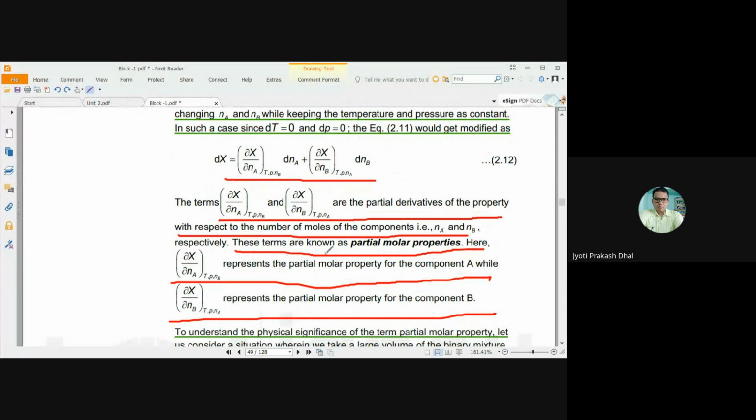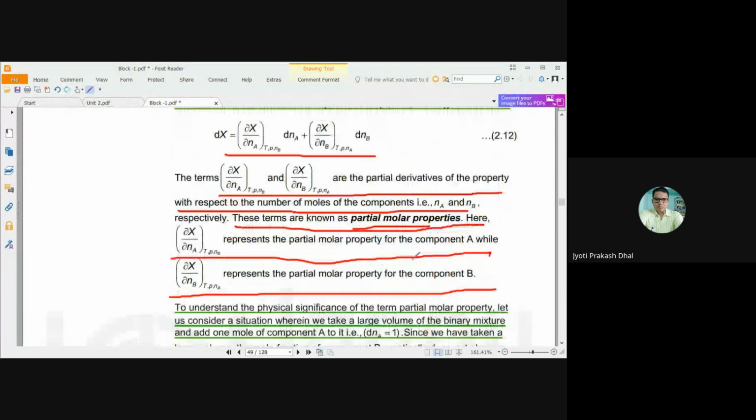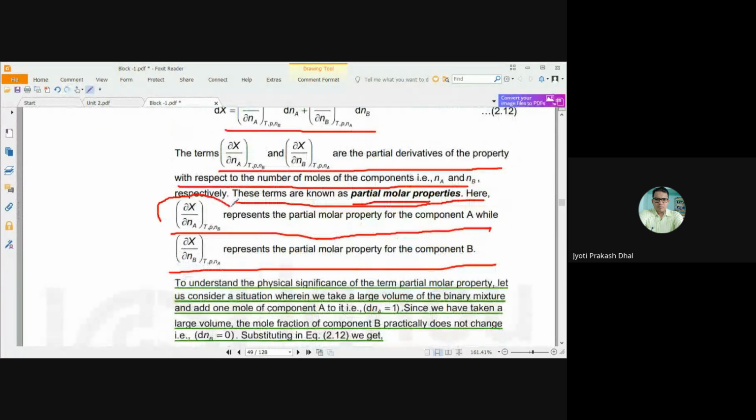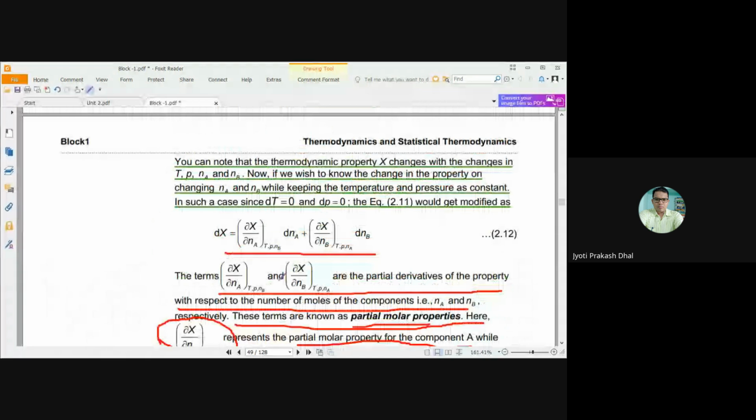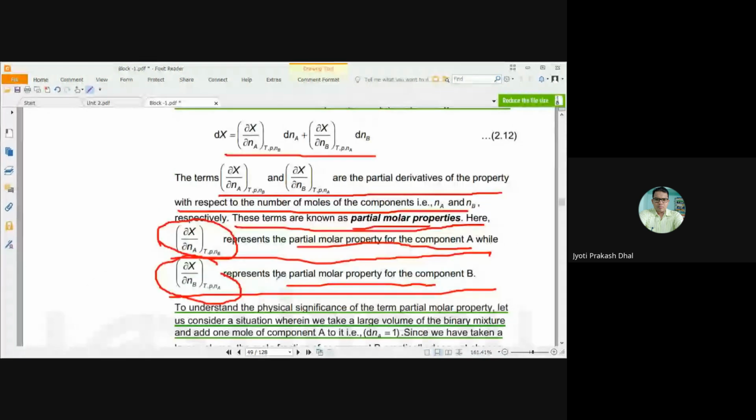So these terms are known as partial molar properties. Here (∂X/∂Na) at T, P, and Nb represents the partial molar property for the component A, while (∂X/∂Nb) at T, P, and Na represents the partial molar property of the component B. So this one is the partial molar property of the component A, and this is the partial molar property of the component B.